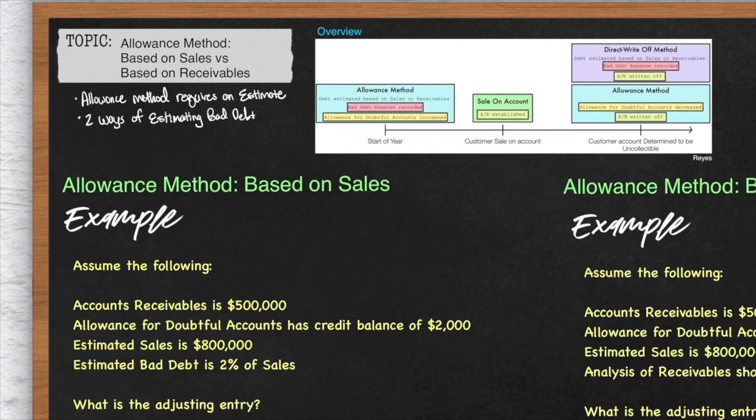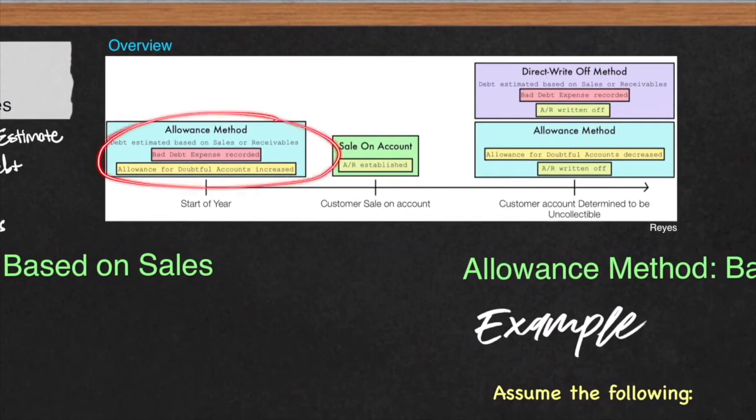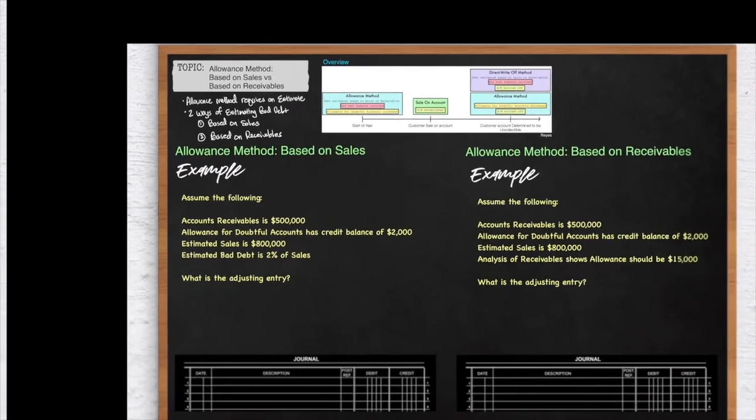There's two ways of estimating bad debt. One is based on sales, and the other one is based on receivables. Companies will choose one or the other, assuming that they're using the allowance method, and then they'll use one or the other in estimating bad debt. So here's our allowance method right here, and this is where we're estimating the bad debt, and we need some sort of estimate to record that journal entry, the debit to bad debt expense and the credit to allowance for doubtful accounts.